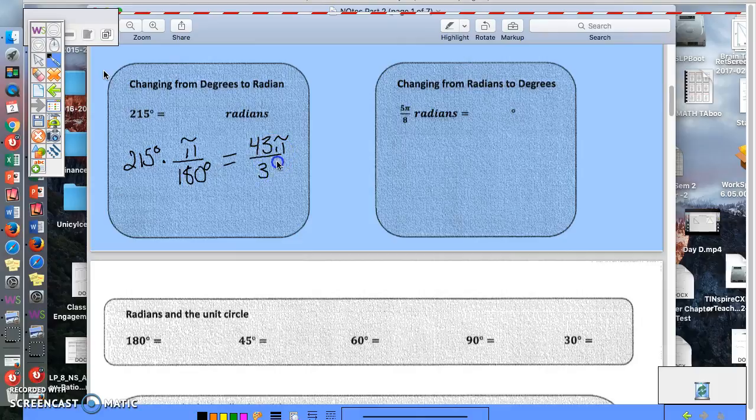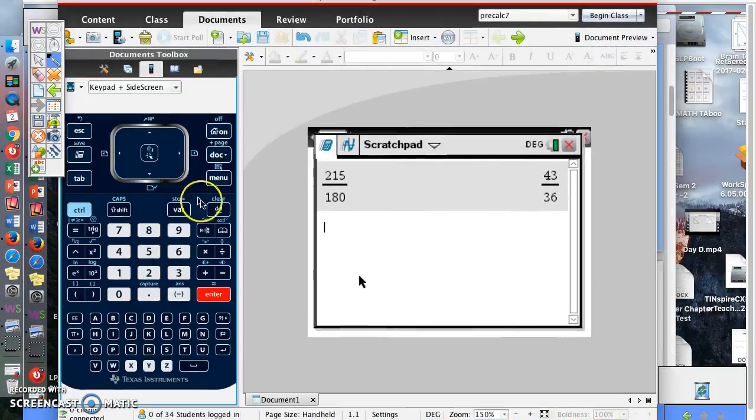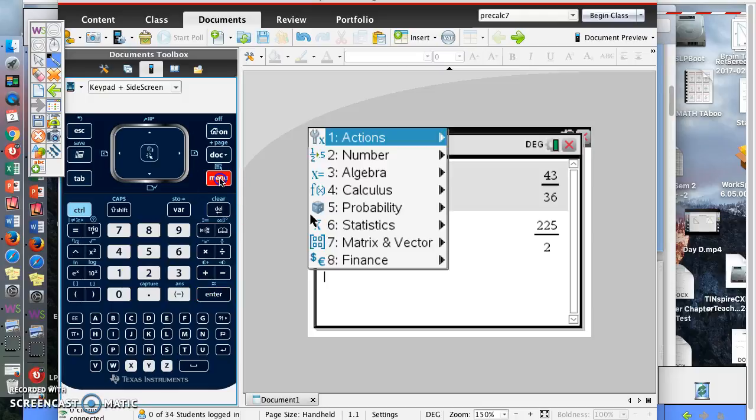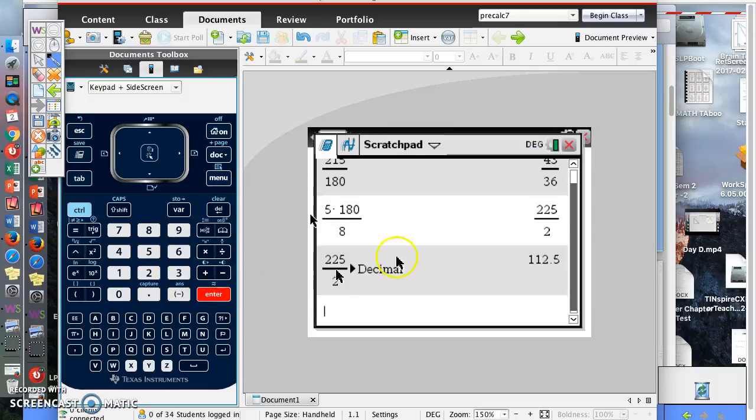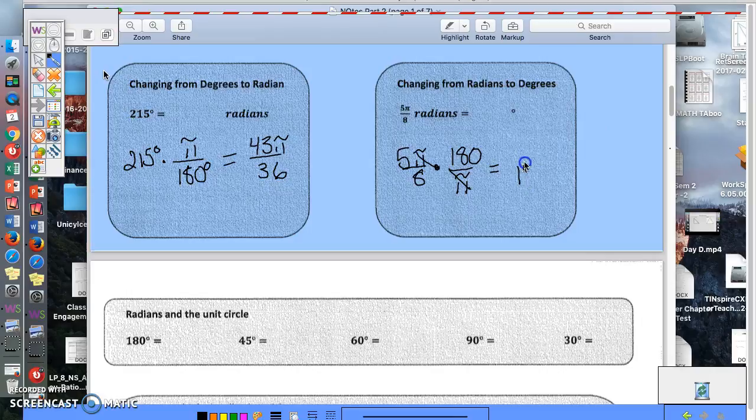so 43 pi over 36. Now if we do this next one, 5 pi over 8, once again we'll multiply it by the number 1, but we want our radians gone, so pi on the bottom and 180 on top, because that's like the number 1, you could think of it. So now we have 5 times 180 divided by 8, which is 112.5 degrees.